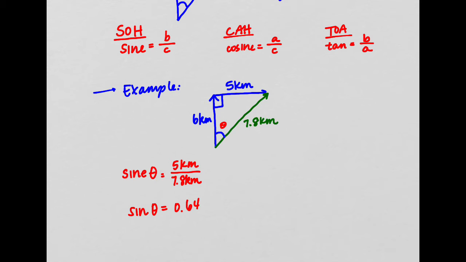0.64. And what do I do in order to get theta by itself? I have to take the inverse sine of both sides. So I take the sine inverse of both sides. When I do that, I cancel out over here, and I get that theta is equal to, we'll just round up to 40 degrees. Okay, so that's what we've gotten here for this angle, but we have an issue here.